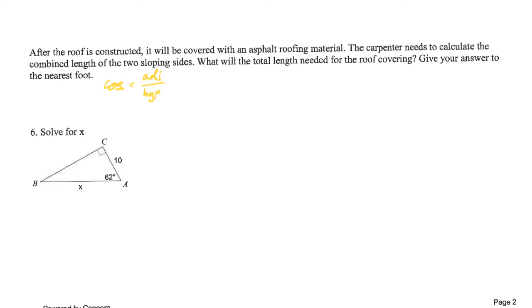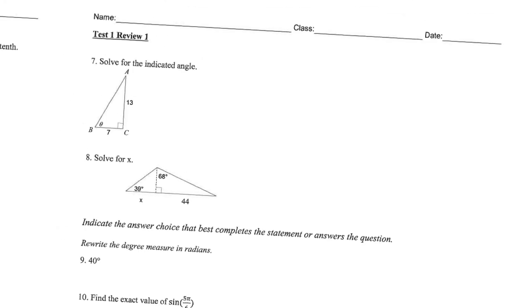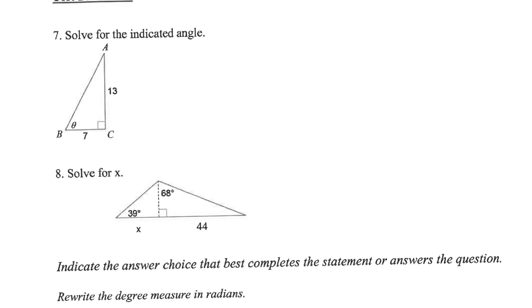Number 6 is a straightforward sine, cosine, or tangent. So that one's pretty straightforward, pretty easy. X is the hypotenuse. 10 is adjacent. So again, you're using cosine. The hypotenuse and adjacent, you get the cosine. On to the last page.